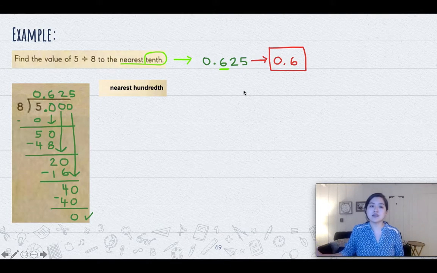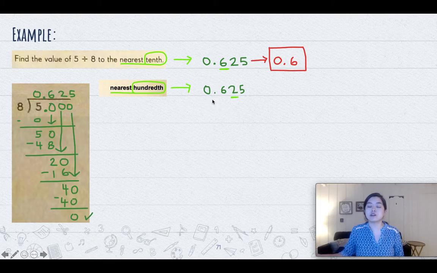Now, what if it said, hey, round it to the nearest hundredth? What should we do? Well, again, let's look at our quotient, which is 0.625. And then here's my hundredths place, the 2. I have to round my hundredths place, either keep it as 2 or it'll become a 3. How do I know what to do?